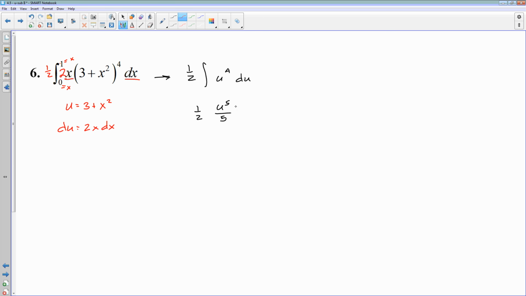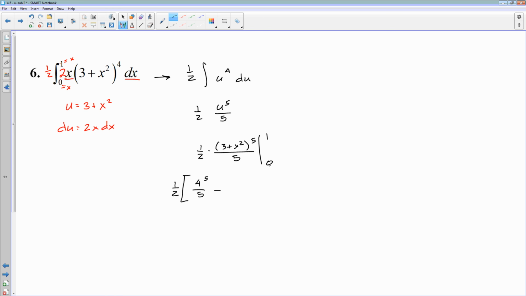So before I plug in my limits of integration, I have to turn this back into a function in terms of x. So 3 plus x squared all to the 5th over 5. And now we can evaluate from 0 to 1. I'm going to leave the 1/2 out. And when I plug in 1, you get 3 plus 1 squared is 4 to the 5th over 5.